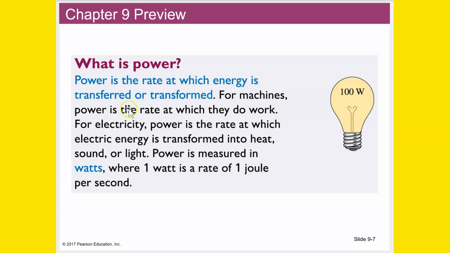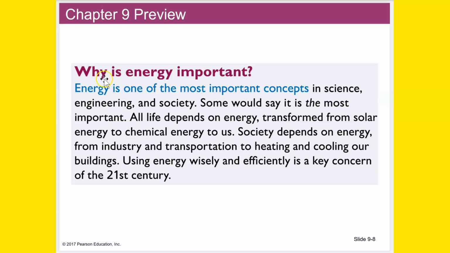So for machines, power is the rate at which they do work. For electricity, power is the rate at which electric energy is transformed into heat. Or you could say the rate at which energy is used into heat, light, or sound. Power is measured in a different unit called watts. And it's very related to the joule. A watt is 1 joule per second. All right, so a 100-watt light bulb will use energy faster than a 60-watt light bulb. And for that reason, it will be brighter and cost more money.